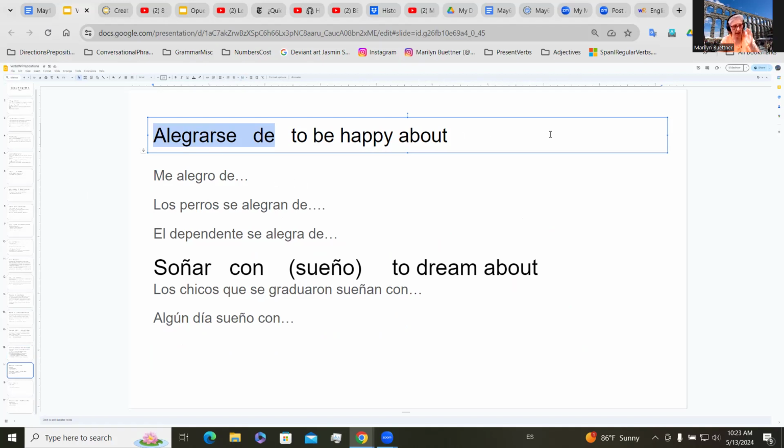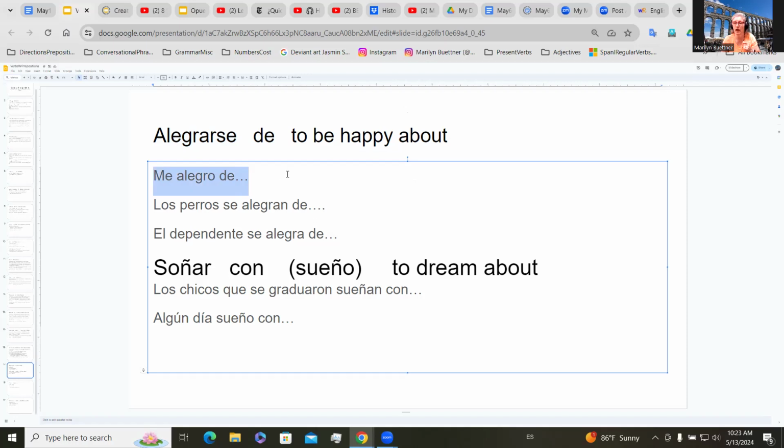To be happy about, right? You can say estoy contenta or estoy contento to say I'm happy, but alegrarse, and there's a reflexive for you. So the way you say I'm happy about is use the yo kind of pronoun, which in this case is me, and put alegrar into a yo form, alegro. Me alegro de, I'm happy about.